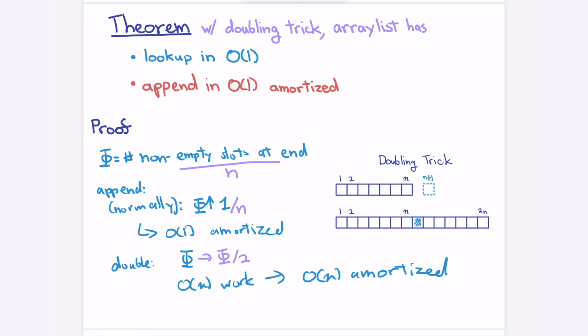Oh, okay. Number of full minus number of empty. Okay, so normally the potential will go up by 2 because you lose one and you gain one, so you get constant amortized time. Okay, now what happens when we double?